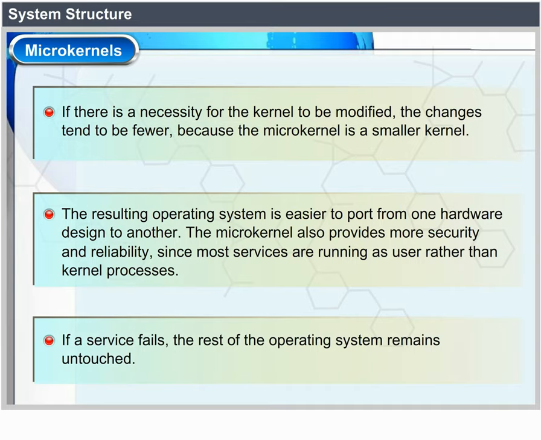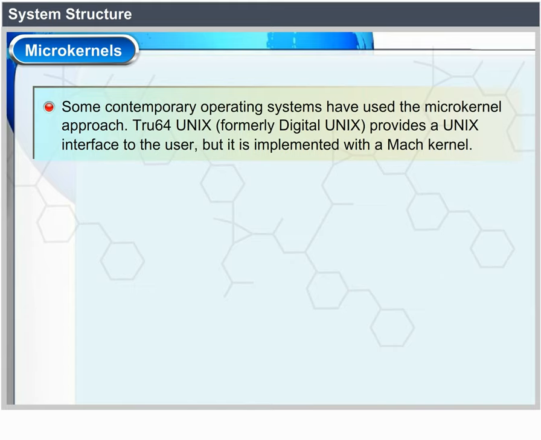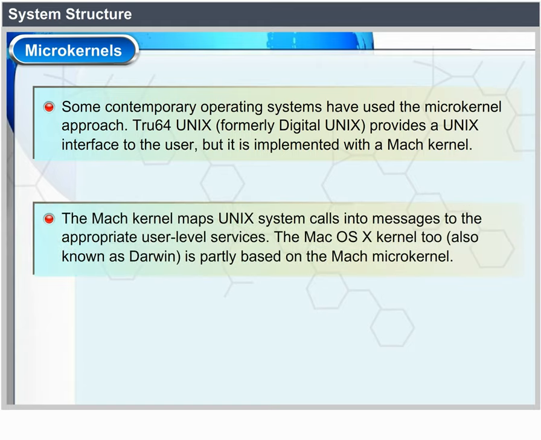Some contemporary operating systems have used the microkernel approach. Tru64 Unix, formerly Digital Unix, provides a Unix interface to the user, but it is implemented with a Mach kernel. The Mach kernel maps Unix system calls into messages to the appropriate user-level services. The Mac OS X kernel, also known as Darwin, is also partly based on the Mach microkernel.